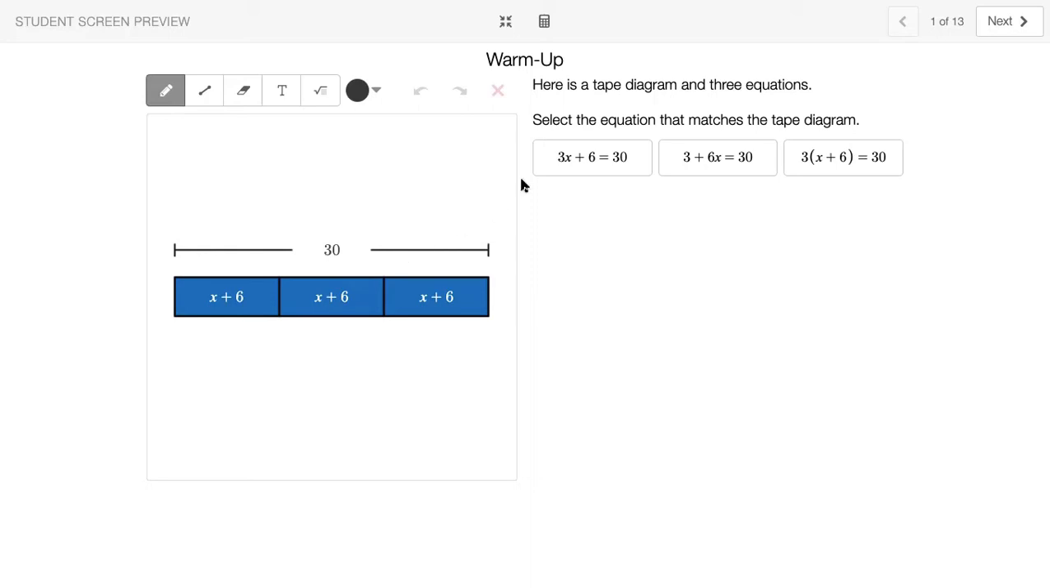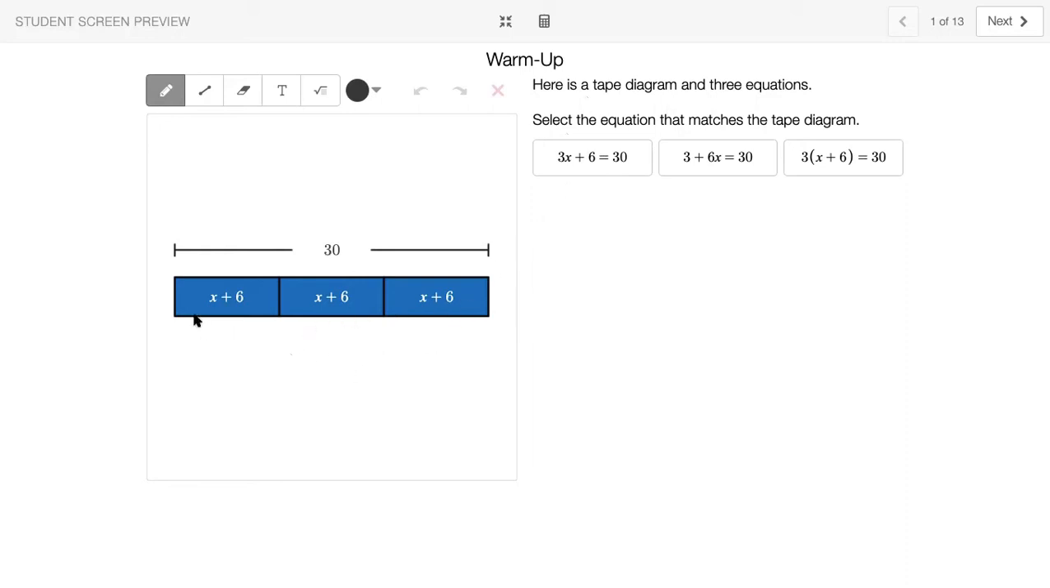All right, so here's our warm-up. It says here's a tape diagram and 3 equations. Select the equation that matches the tape diagram. All right, so when we try to figure out a tape diagram match, we're looking at the construction of it and how it connects back to the equation. So we're looking at this tape diagram.